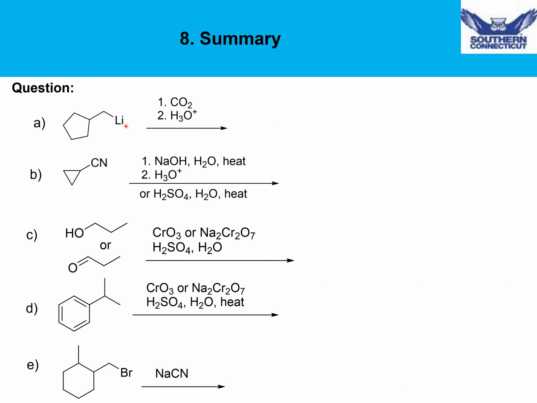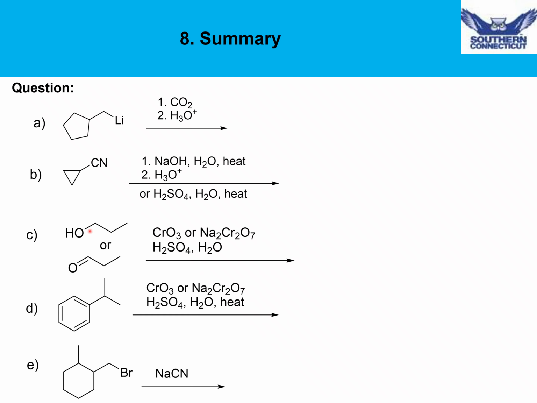Let's review some of the reactions we learned about in this chapter by looking at some of these examples. In the first reaction, we're going to take an organolithium and add CO2 followed by aqueous acid. In the second reaction, we're going to use a nitrile and we're going to add sodium hydroxide, water, and heat, which are basic hydrolysis conditions, followed by aqueous acid. Or we can add sulfuric acid, water, and heat.